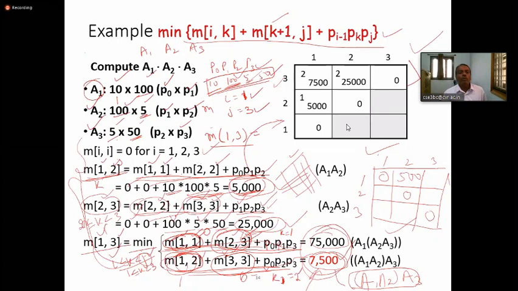Then 2 to 3. What is 2 to 3? This one. This value is 25,000. Did you get this? 25,000. Then M of 1,3. 1 to 3 is this one. What is this value? Then we have two values. Which is the minimum? The minimum is 7,500.